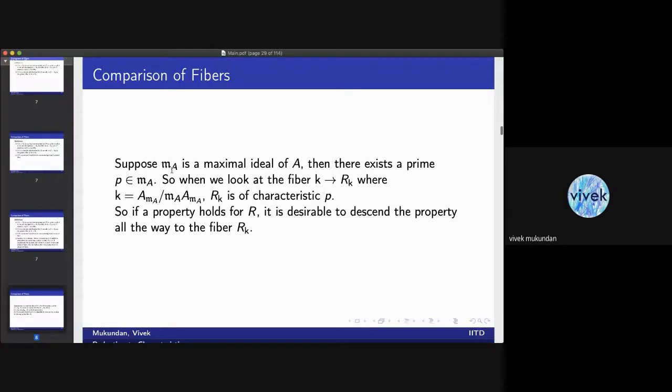Well, if you take any maximal ideal of A, then it has a prime number in it. A is actually a Z-algebra, so it will have a prime number in the maximal ideal. So when we look at the fiber, R_K will be of characteristic p. So if a property holds for R, then we would like it to hold for R_K, so that if all the hypotheses go down to the fiber, then you can check it in characteristic p and then say that it also works for characteristic 0. Okay, so what properties can you descend down to the fibers?